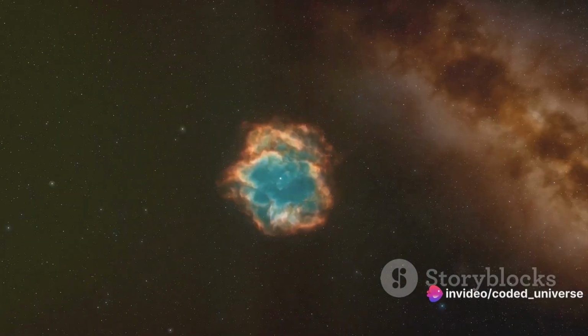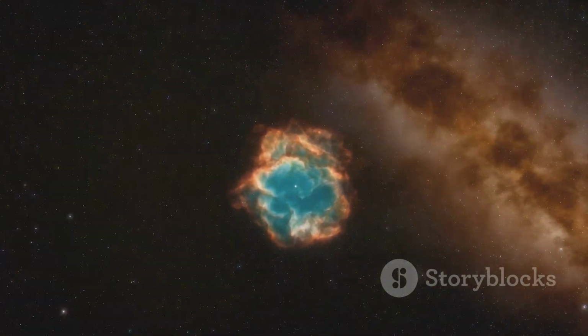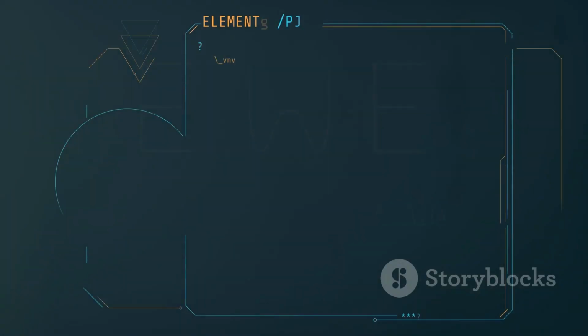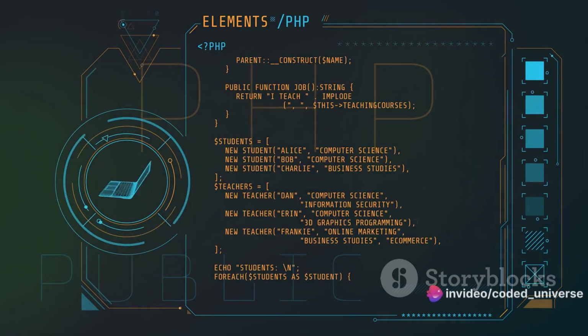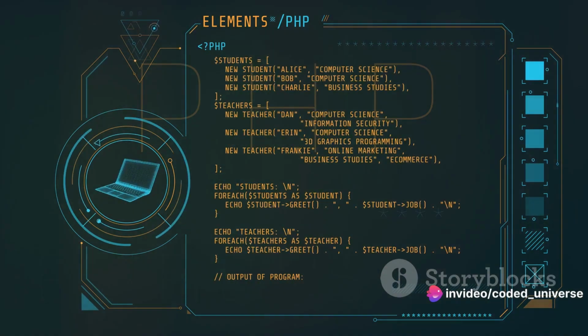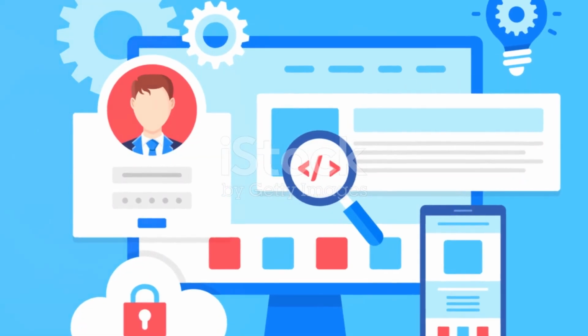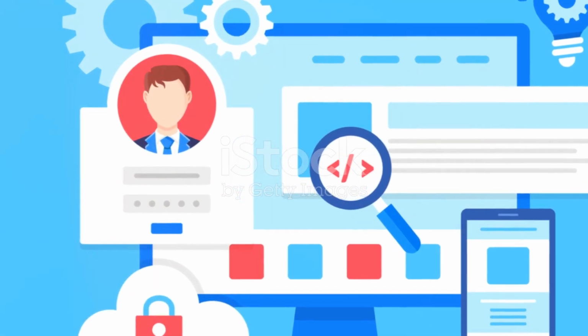And as we journey deeper into the universe of OOP, we'll encounter even more exciting concepts. Polymorphism, inheritance, abstraction, these are the stars and galaxies waiting for us to explore. So buckle up, coders. This journey into OOP is just the beginning. The universe of code is vast, and there's so much more to discover.